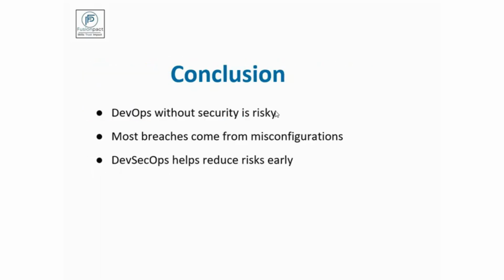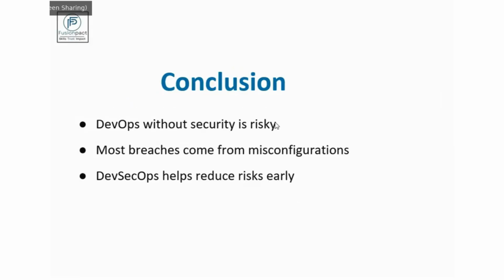So what this implies is that DevOps without security is risky. Most breaches come only from misconfigurations. And so DevSecOps helps us to reduce the risk early.